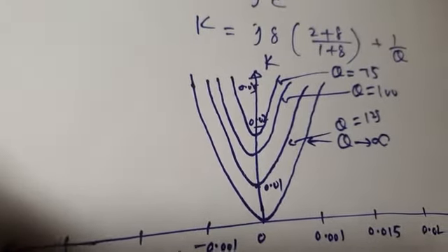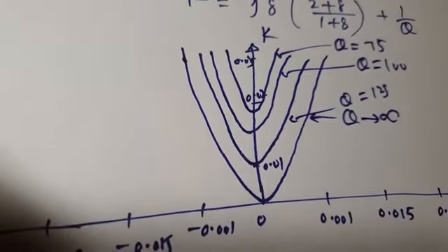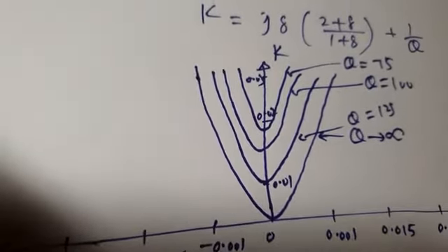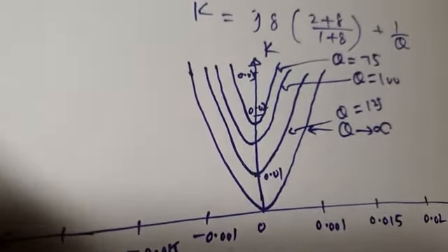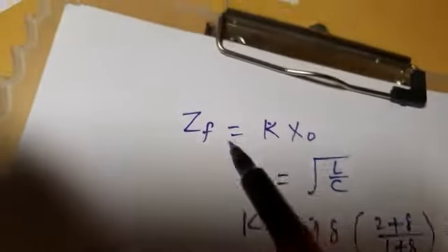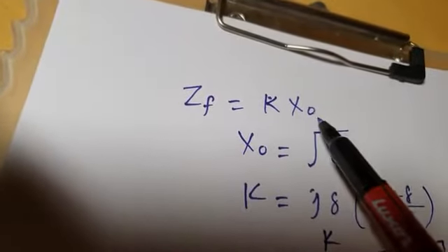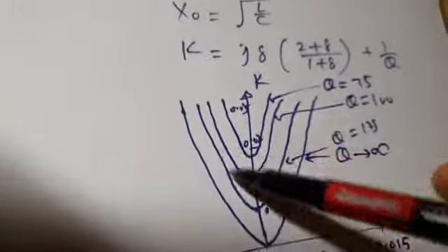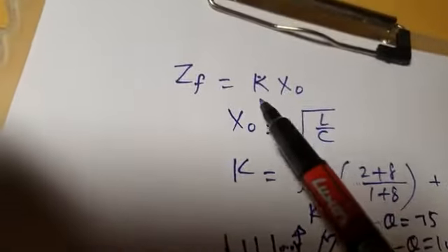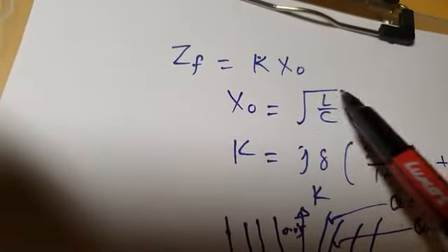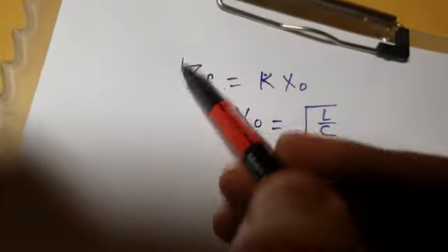So once you know the quality factor of the filter inductance, and you know how K varies with delta, then you have this equation with you. Filter impedance is K times X naught. K you can find from this graph for a given value of Q. So you can substitute it here, and X naught is the square root of L by C. You can find the filter impedance.